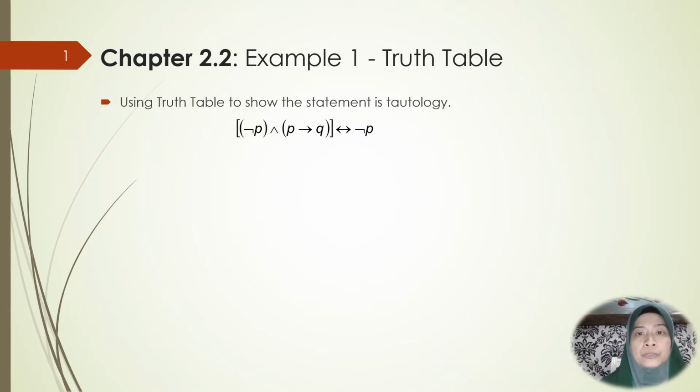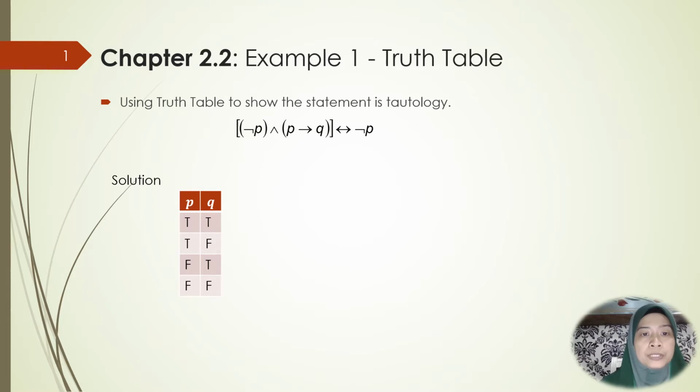So in order for us to use a truth table, first you need to determine how many variables or statements we have here. So we have P and Q. So the number of rows that we should have is 2 power the number of variables, right? So 2 power 2, which is 4. So we should have 4 rows in constructing our truth table.